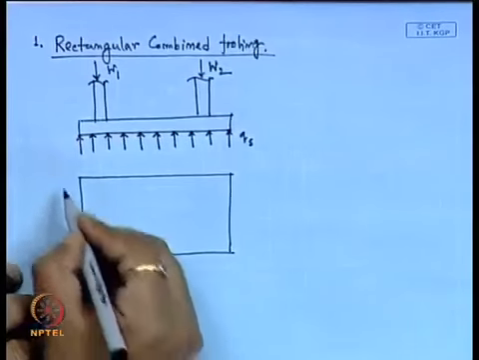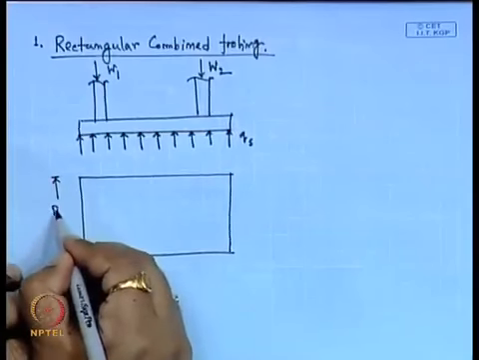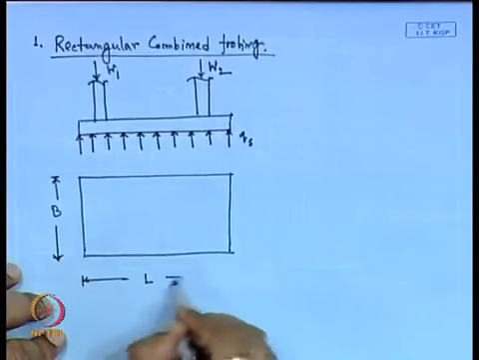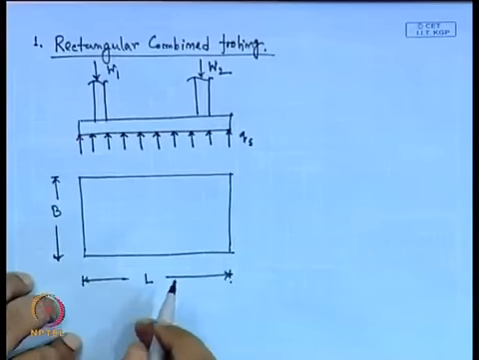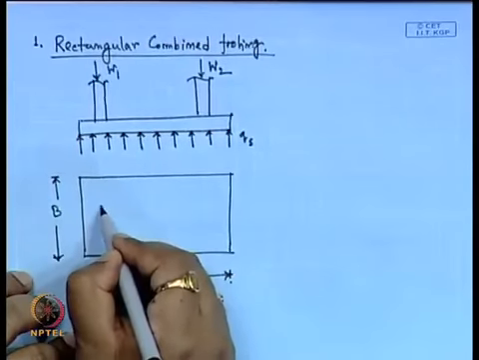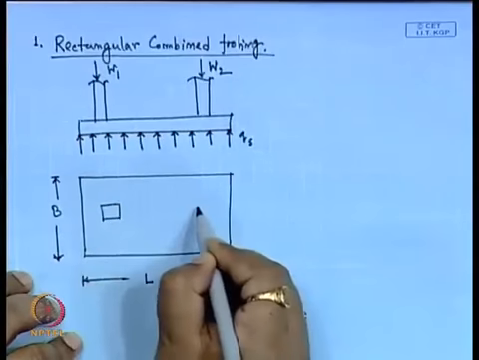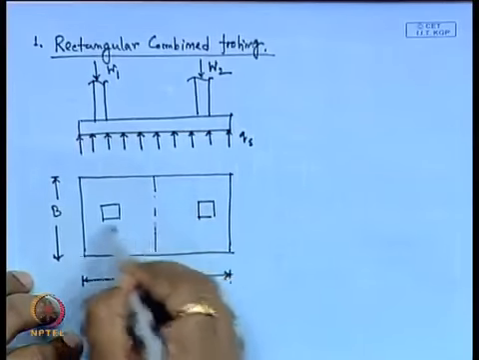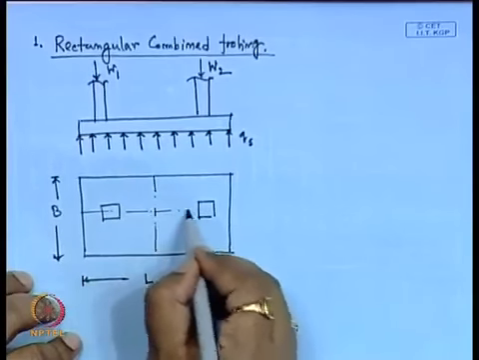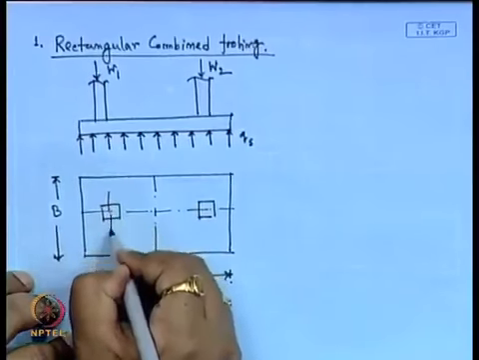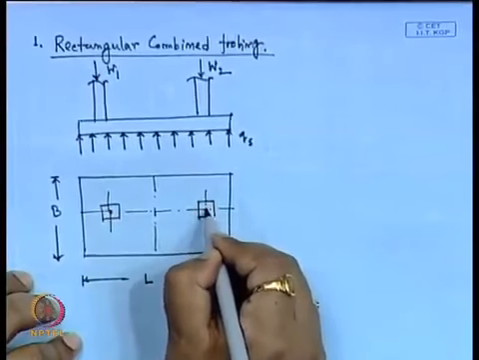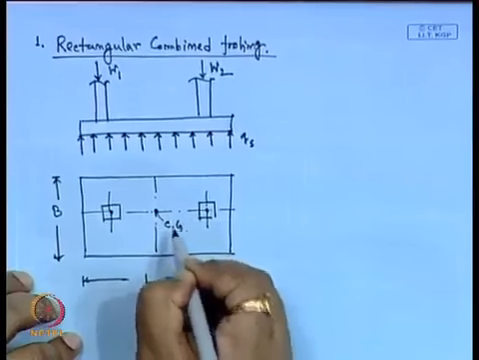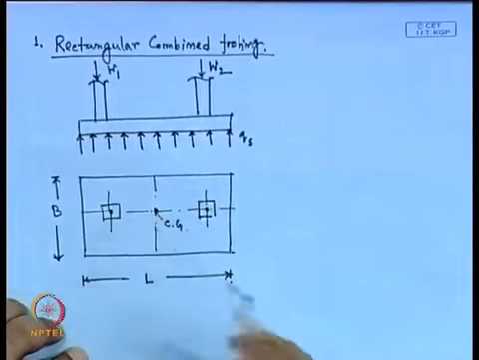Initially we consider the width of the footing as B and the length of the footing as L. These are the two column positions, this is column 1 and this is column 2, and this is the center line of each column. This is the center line of column 2, and this is the CG of this foundation.